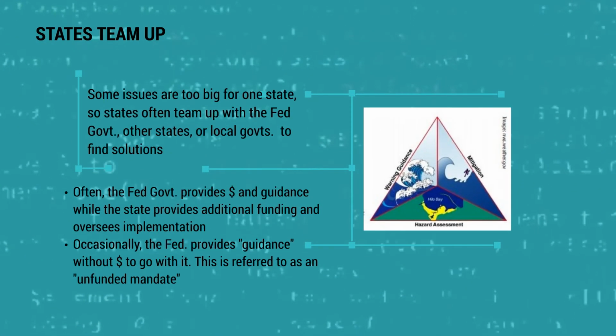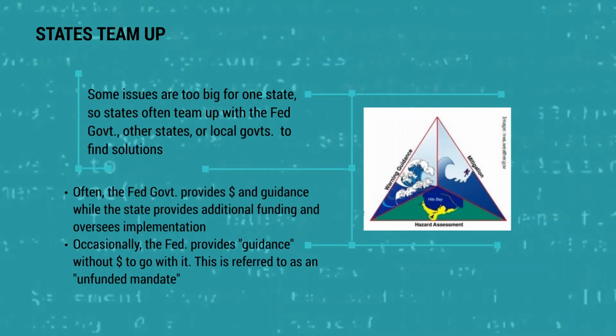States team up. A lot of times issues are too big for one state, so those states team up with the federal government, with other states, with local governments to try to find solutions. Okay, so we talked about strings being attached. A lot of times the federal government provides money and guidance, while the state provides additional funding and oversees implementing it, putting it into action.